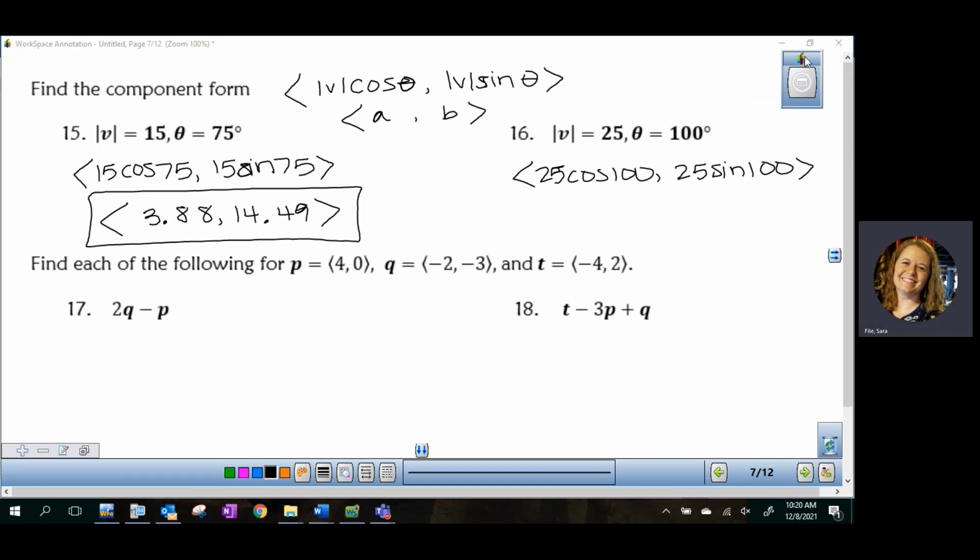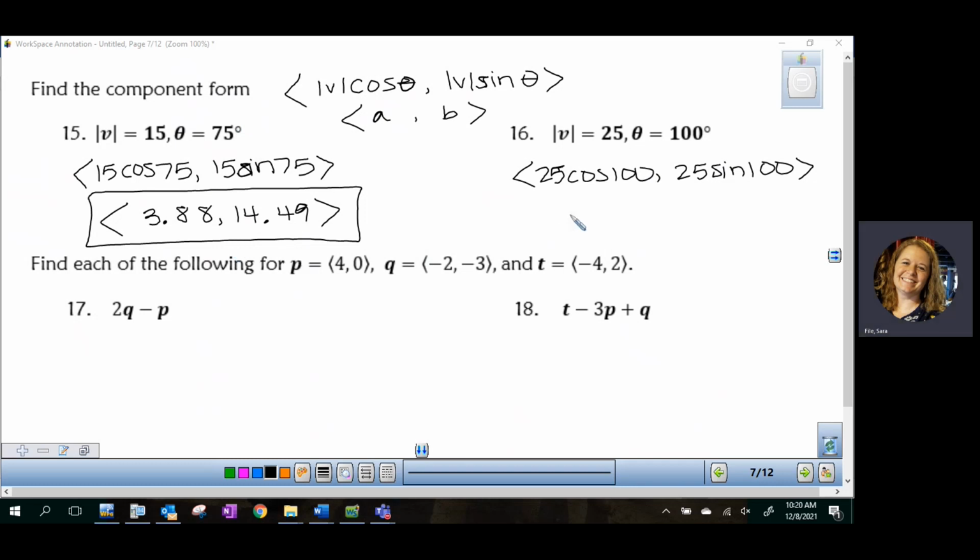And then let's see, 25 cosine of 100 and 25 sine of 100. And you know what? I should have caught that anyway. 75 degrees is quadrant 1. These should be coming out positive, right? Quadrant 1, it should go right and up. So you should double check just logically. Does that make sense?